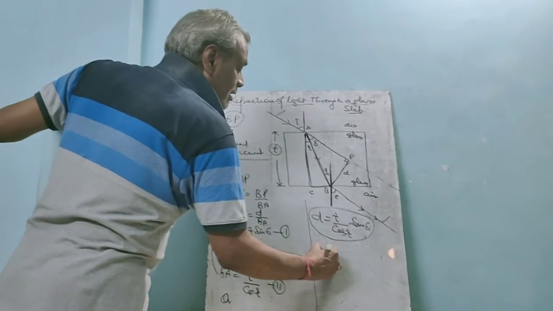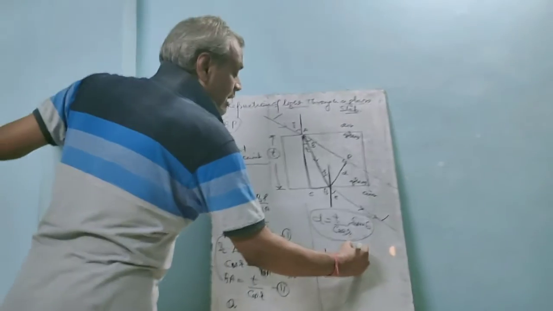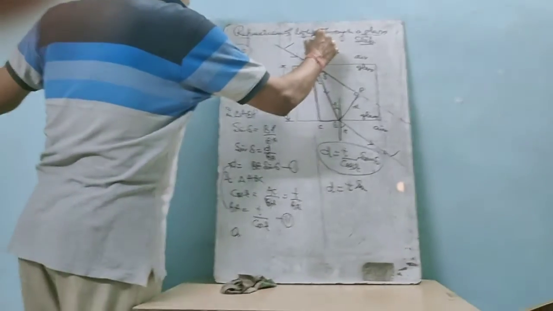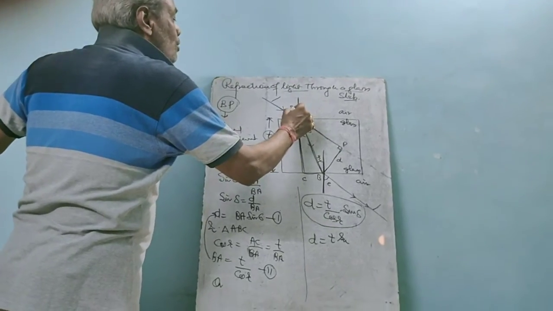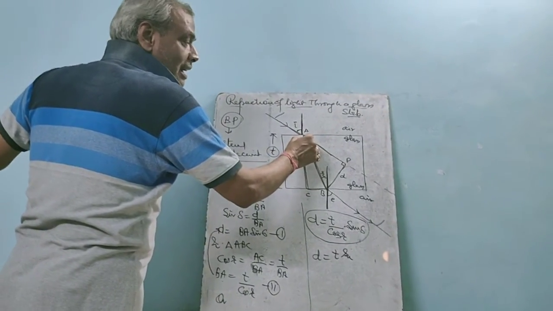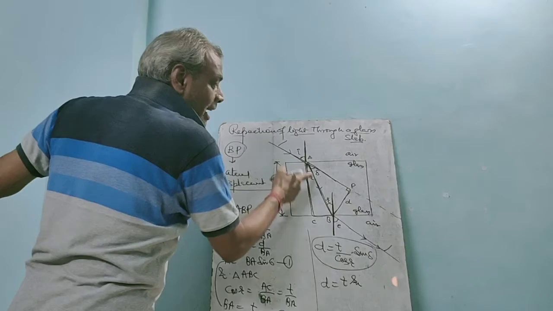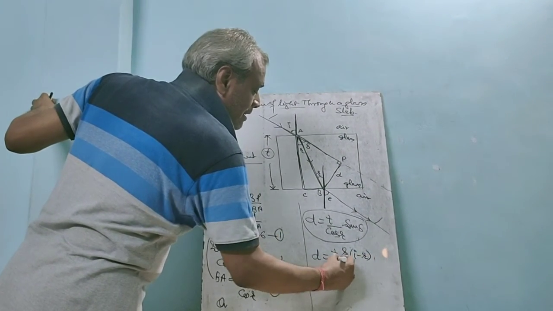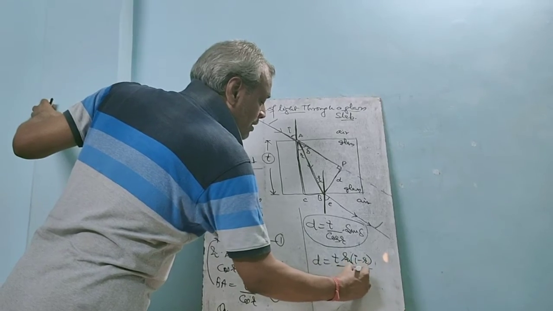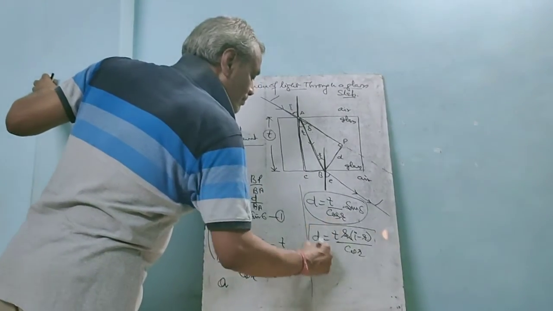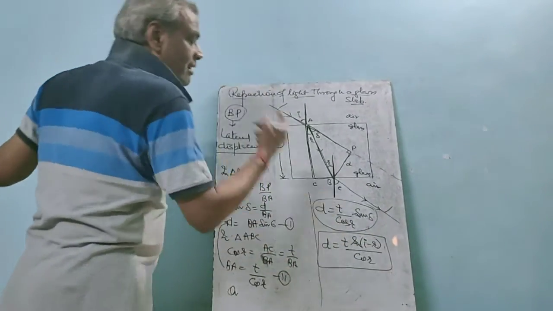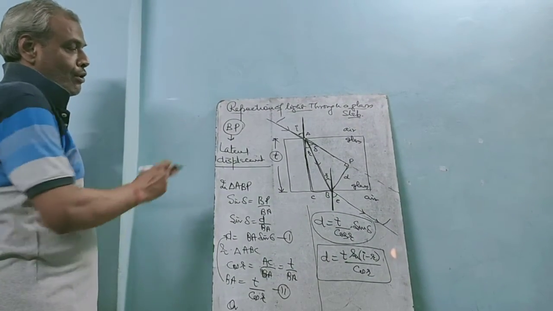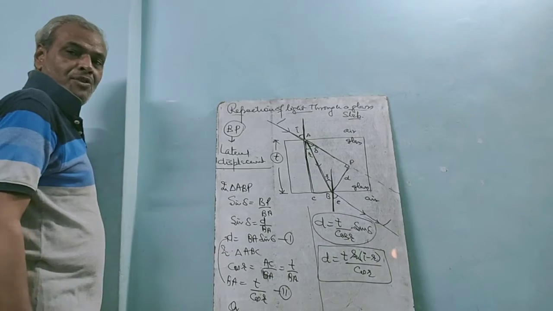Or we can write d equals t sin delta upon cos r. How to find delta? See, this is a straight direction, this is a straight direction. So i equals delta plus r, so delta equals i minus r. This is how to find the lateral displacement of the ray.